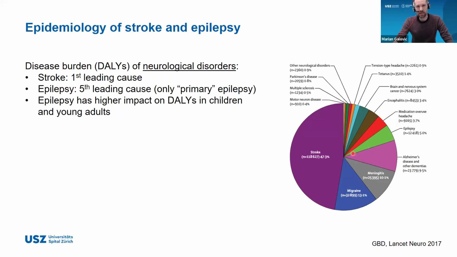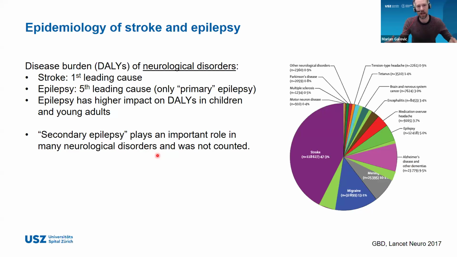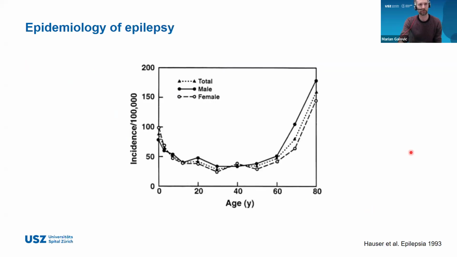And also for these statistics, only people with primary epilepsy were counted. So in other words, people with secondary epilepsy, like epilepsy following stroke or epilepsy following meningitis or seizures in dementia or other disorders, brain tumor-related epilepsy, were not counted for these statistics. So I assume that the burden of epilepsy overall is maybe even higher than this.